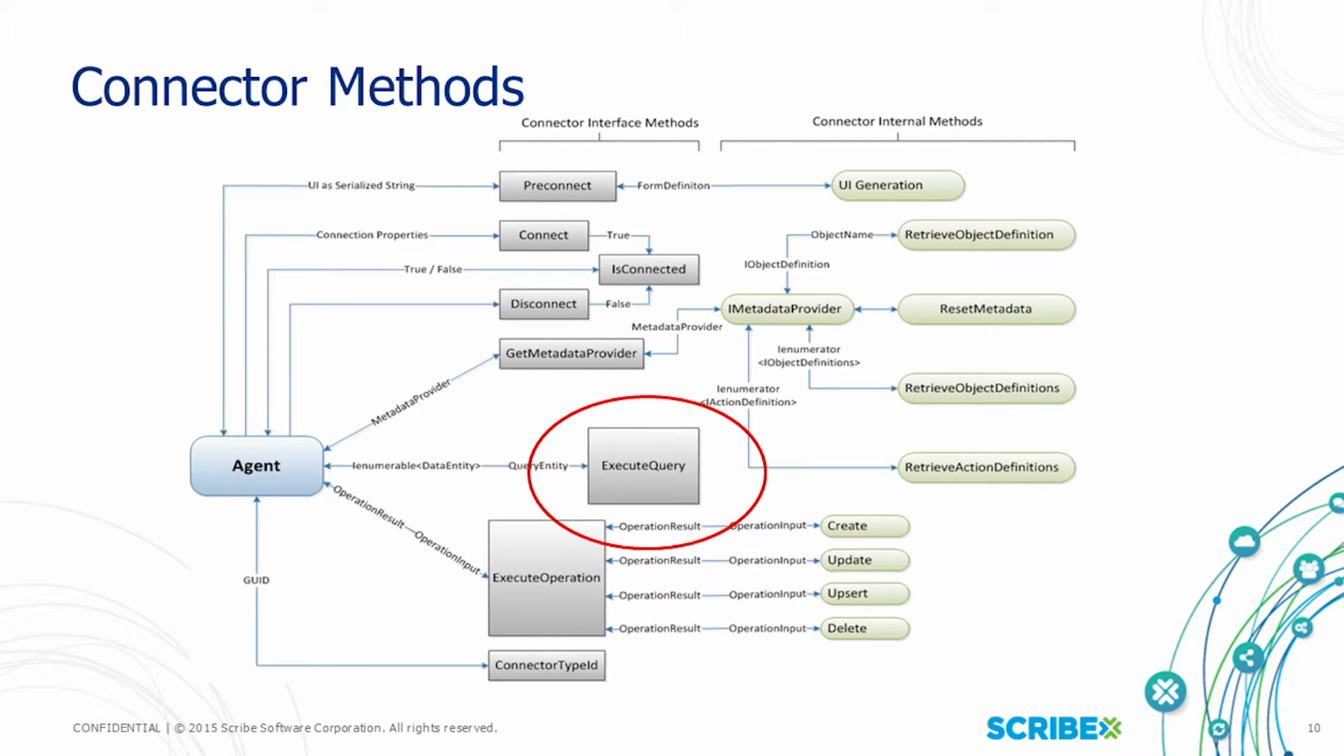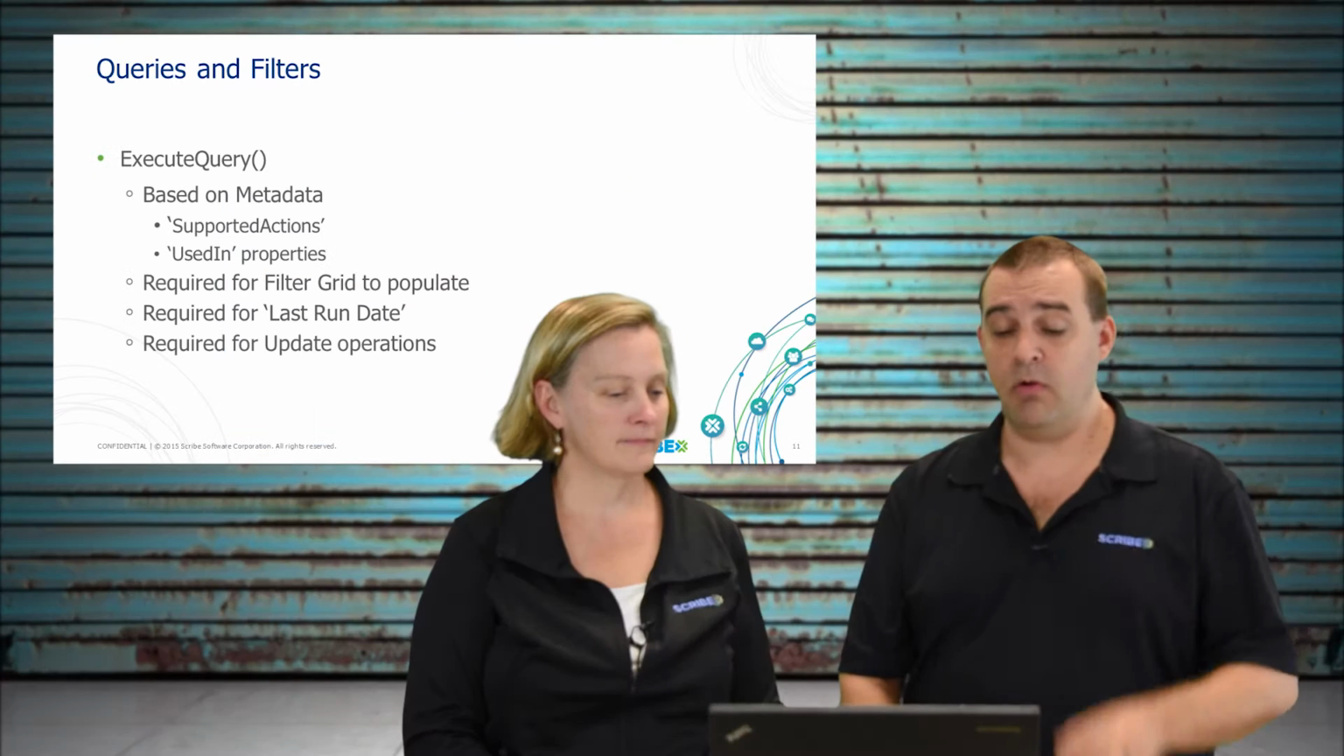And when your map gets executed, a data set or a query will be created by the Scribe Online agent, and that query will then be sent to your connector. So your connector receives a query ready to go, and the instructions are there. So your connector now only needs to actually execute that query.